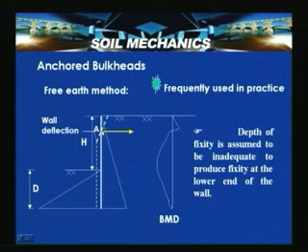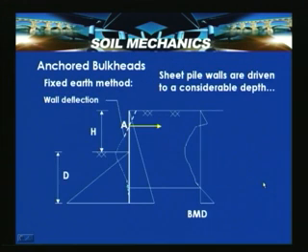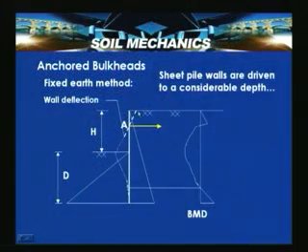This condition can occur if there is no anchor passive failure and all. So the depth of the fixity is assumed to be inadequate to produce fixity at the lower end of the wall. And then in case of the fixed earth method, the sheet pile walls are driven to a considerable depth to ensure firm fixity to the sheet pile walls. So here the D is large compared to the previous case, so that there is no movement at this point, and this is the deflection line.